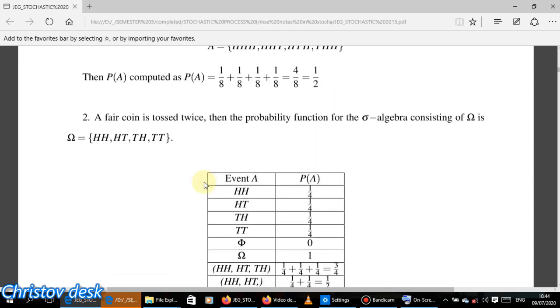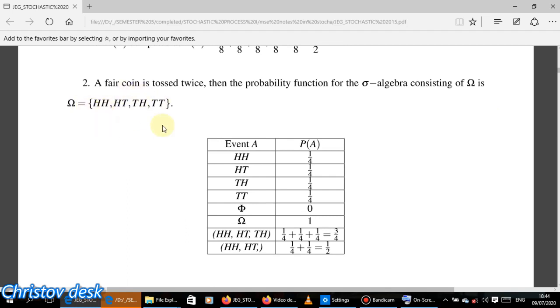Now a fair coin is tossed twice, then the probability function for the sigma algebra consisting of omega is that. If this is the sample space we have, it means you have to assign weights, probability measures, to them. There are 4, 1, 2, 3, 4, so each of them has 1 over 4. And remember that because the empty set is an impossible event, its probability is always 0. And the whole set is a sure or certain event, so its probability is 1.